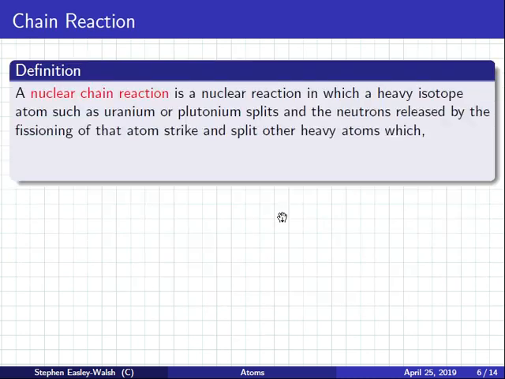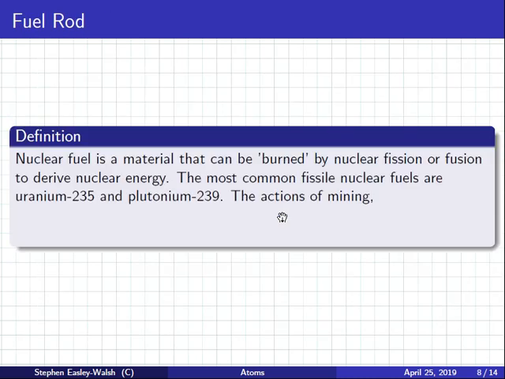I'll just give you half the definition. So all I need you to write is that much. Nuclear fuel: it's a material that can be used to make nuclear energy. Most commonly, it's uranium and plutonium.